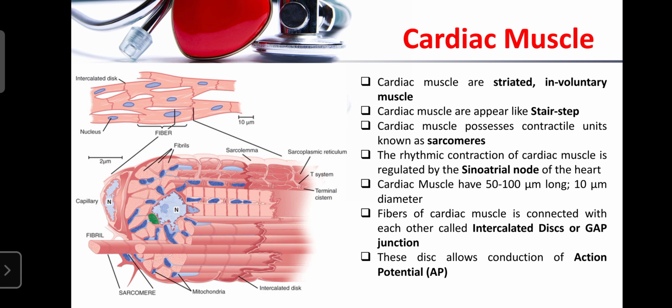Okay, in the next class we will learn about the anatomy and physiology of the cardiac muscles.